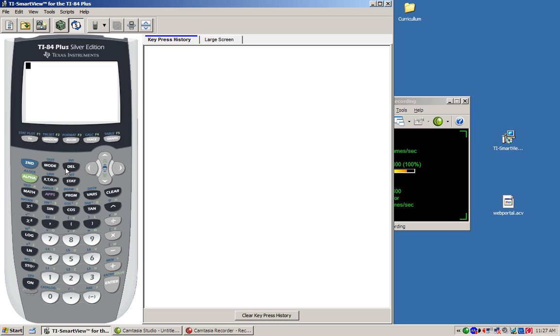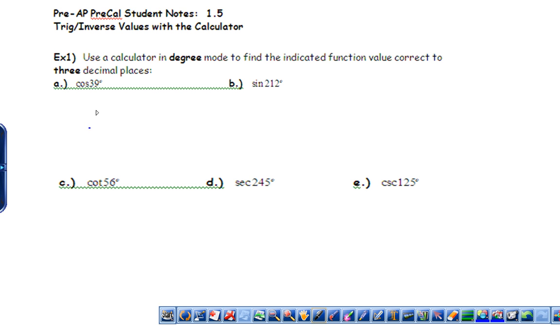Now to press in cosine of 39, it's as easy as you want it to be. Press cosine and 39. Let's go ahead and close our parentheses so we get used to doing that, and press enter. Rounding to 3 decimal places, it looks like it's 0.777. And it's as easy as that.